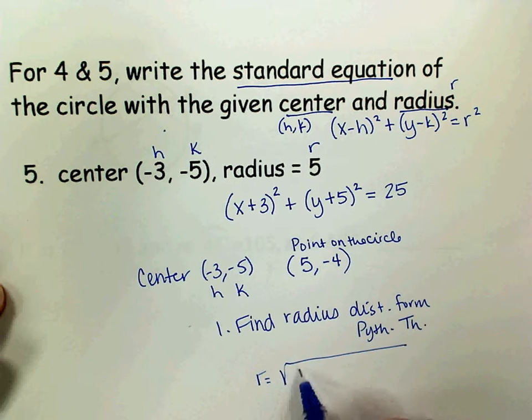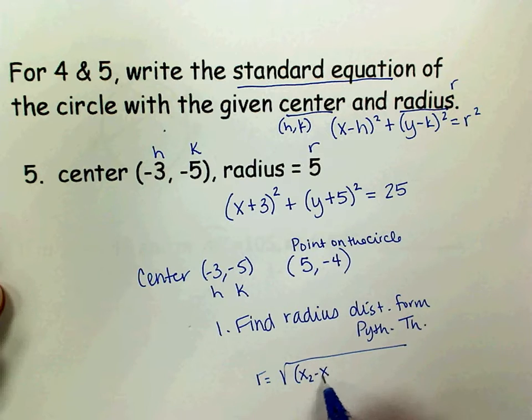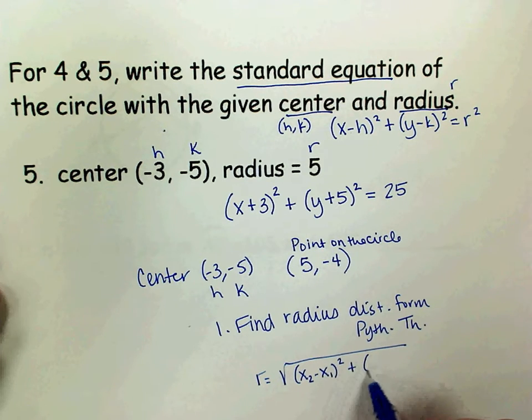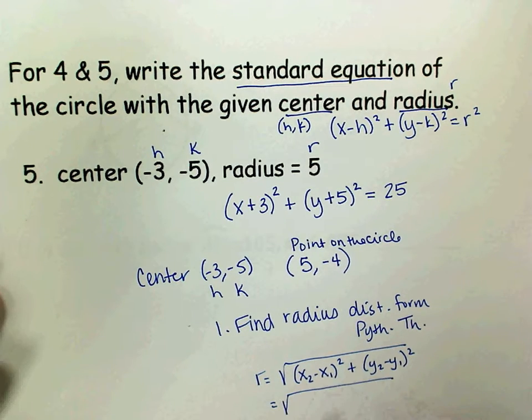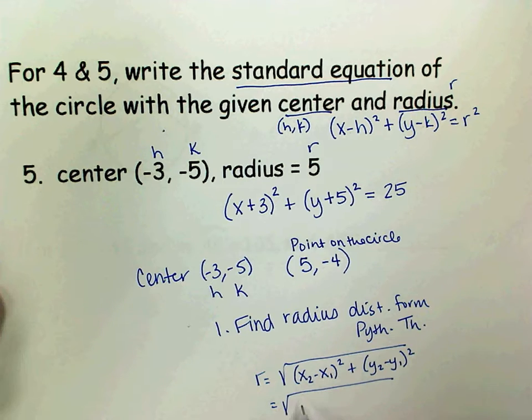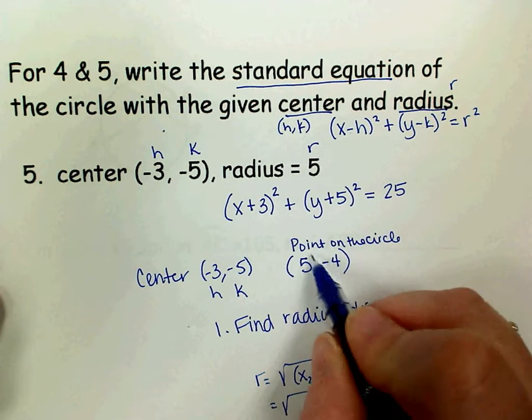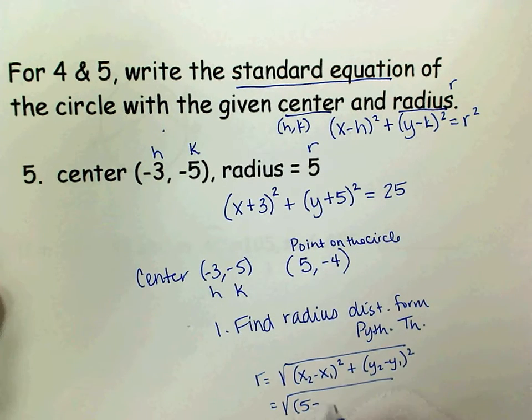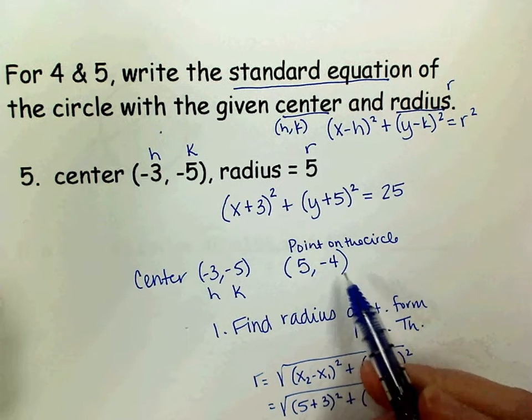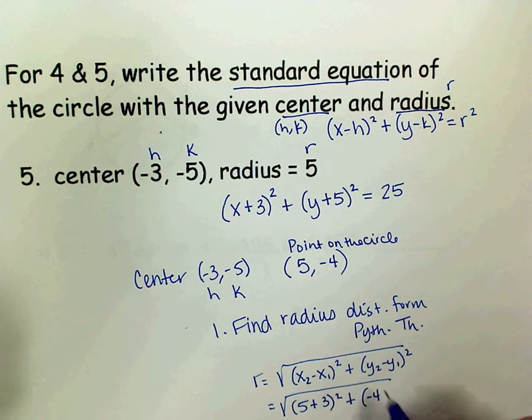You remember the distance formula is the square root of the change in your x squared plus the change in your y coordinate squared. So if I put those numbers in to find my radius, I have my second x. Let's go with this being our second point, so it'd be 5 minus our first x. So we're subtracting a -3, so that becomes +3 squared. Our second y is -4 minus our first y, minus a -5, is the same thing as +5 squared.